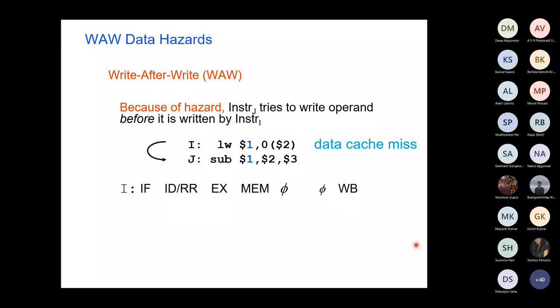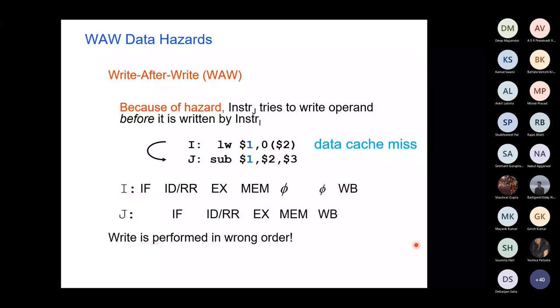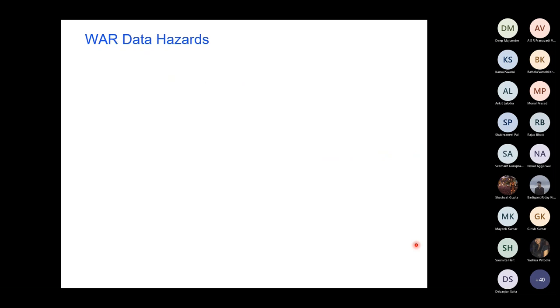So there is a possibility, and this is called write after write hazard. Writing is performed in the wrong order. Similarly, you have read and write, so there are 4 possibilities. And another possibility is write after read.